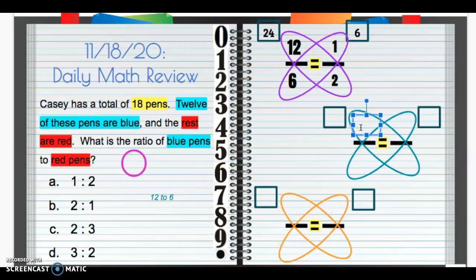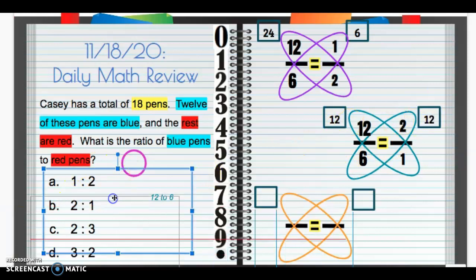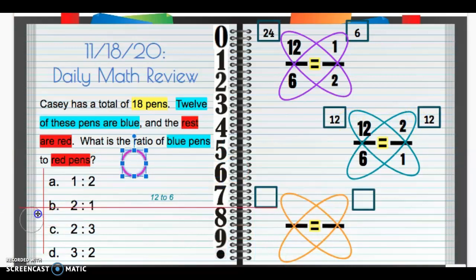Again, we're looking for 12 and 6, and then the next one is 2 and 1. So we do 2 and 1. Well, 12 times 1 is 12. 6 times 2 is 12. 12 and 12 match, so my answer is B. And B is my answer.